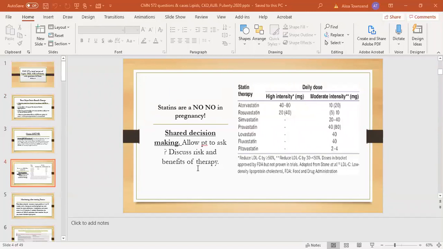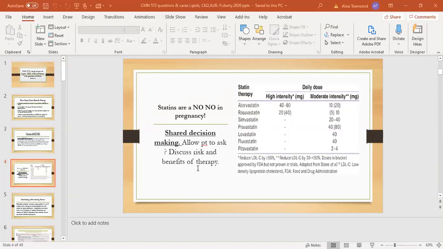When we're thinking about statins, some real simple stuff. This is obviously in the information I've given you, but I just put it simply. Statins are a no-no in pregnancy. I think it's category X, if we still use that way of describing it, but you don't want a woman on a statin.